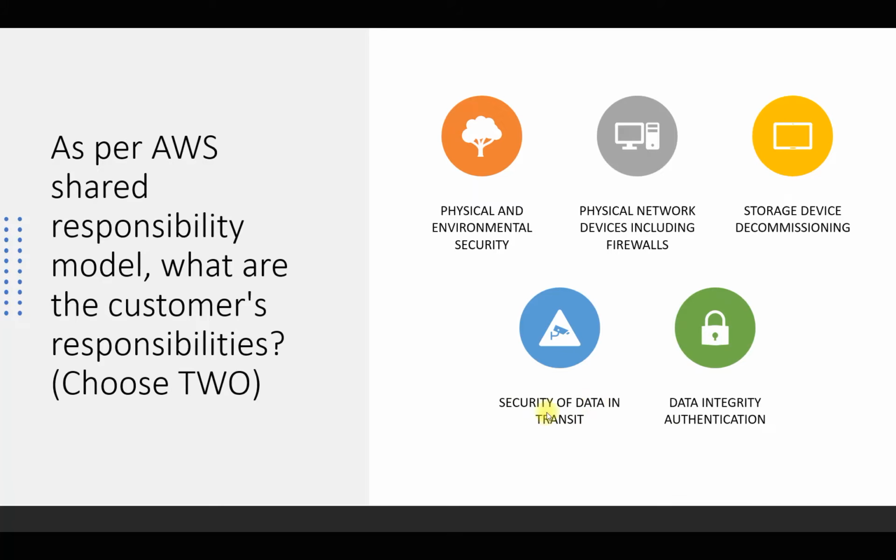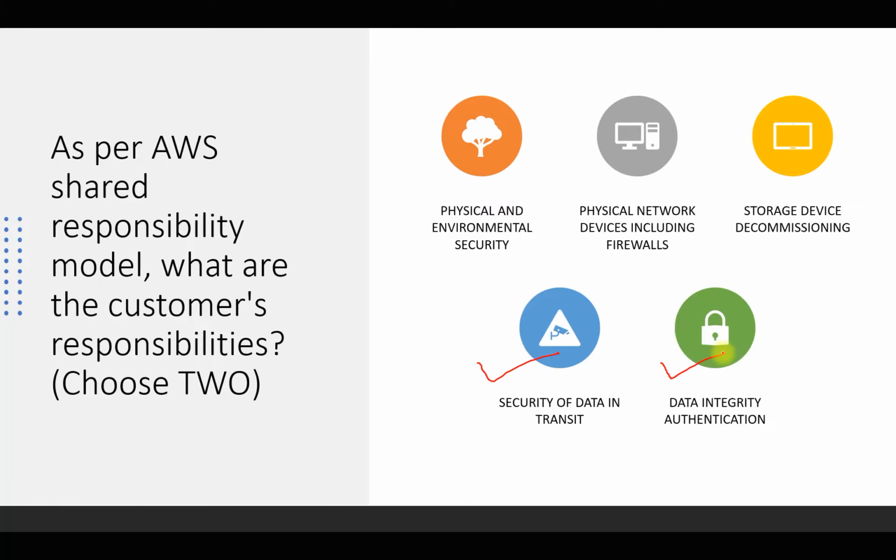Next is security of data in transit. See, whatever is related to data, as a customer it's your responsibility to take care of that. So this comes under your responsibility, and this is a correct choice here. Next is data integrity authentication. So this is also your responsibility. Whenever we talk about the security of physical locations or anything related to physical devices, everything belongs to them. They are taking care of that. We just need to take care of what we are going to use there. So data is related to us, and that's why it's our responsibility. So here our answers will be security of data in transit and data integrity authentication.